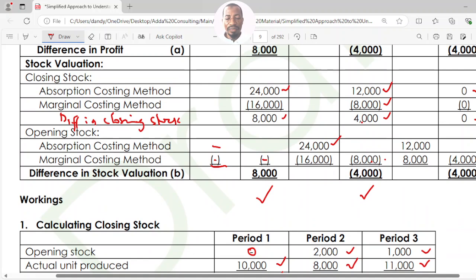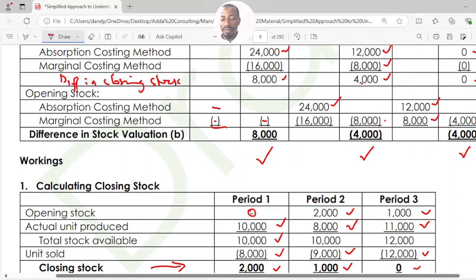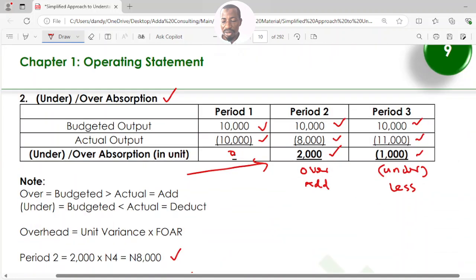Then I will go to difference in opening stock in the third period. So the closing stock in the second period will become opening stock, which is 12,000. For marginal is 8,000. 12,000 minus 8,000 will give us 4,000. 0 minus 4,000 will give me minus 4,000. Therefore, the difference in profits in the third period is minus 4,000. Difference in stock valuation in the third period is also minus 4,000. It means that what we have done is perfectly okay. That is end of the question.